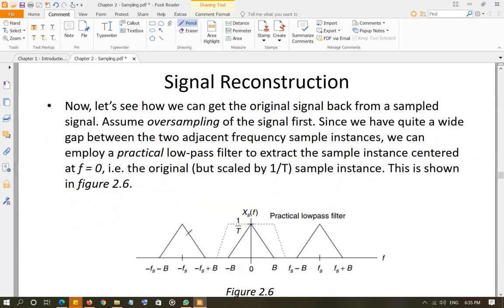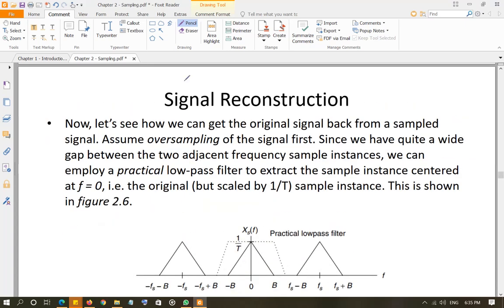Okay, so how does this affect recovering the signal? When you have an oversampled signal, you have a space between the adjacent instances of a spectrum. You can use a practical low pass filter and extract the original spectrum, right? This is the original spectrum. Because you have a lot of room between the adjacent instances, you can use a practical low pass filter and extract the original spectrum.